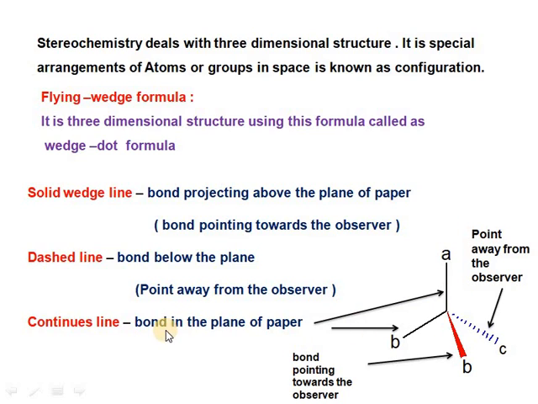Continuous lines show bonds in the plane of the paper. The atoms or groups on these bonds lie in the plane of the paper. So this red bond is known as the bond pointing towards the observer, and this one is pointing away from the observer. These three types of bonds are used to discuss the stereochemistry of various molecules.